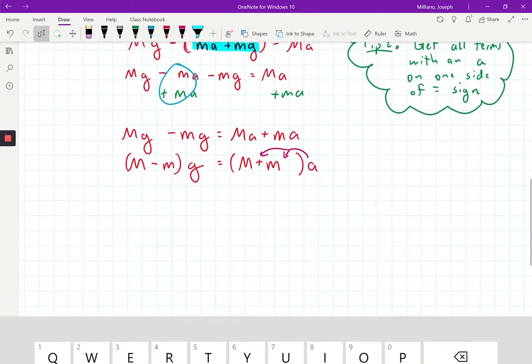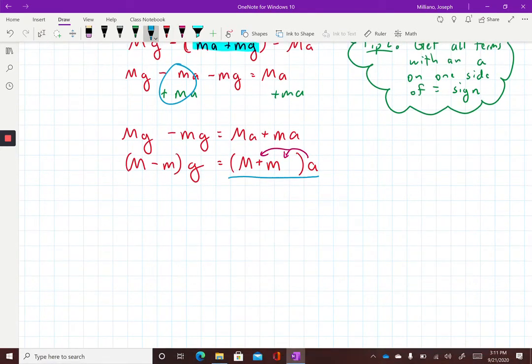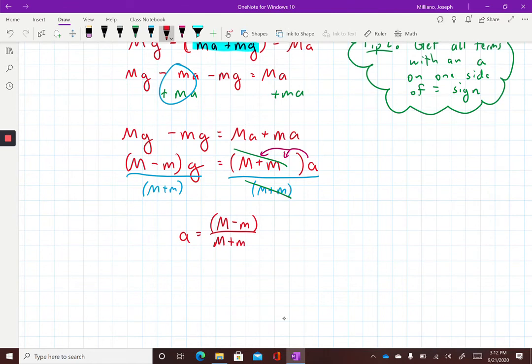So our last step then is to divide each side by big M plus little m, the sum of the masses. And we get that this coefficient on a, big M plus little m, cancels out, and we are left with an expression for the acceleration: a equals big M minus little m divided by big M plus little m, multiplied by little g.